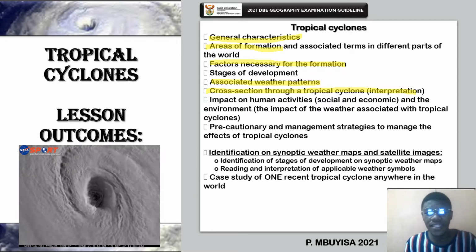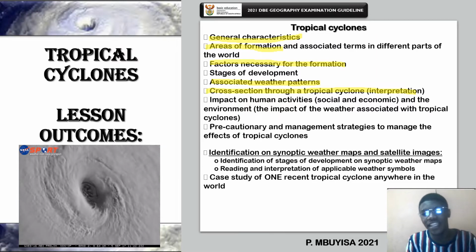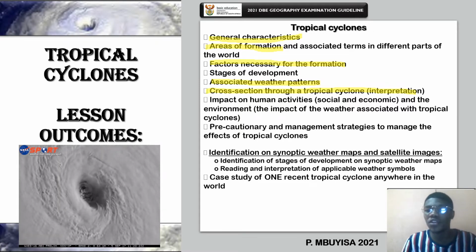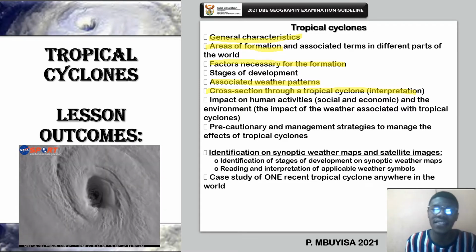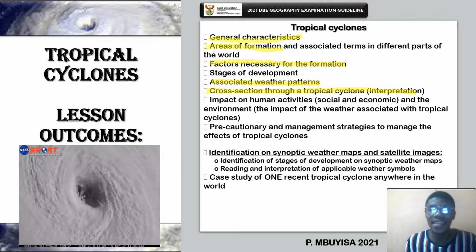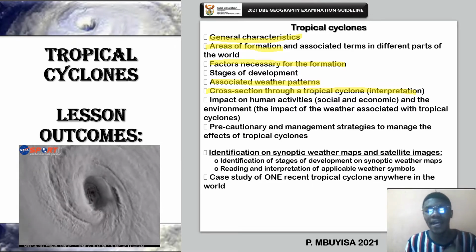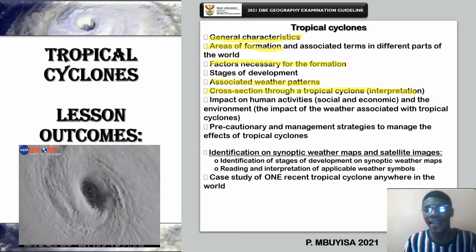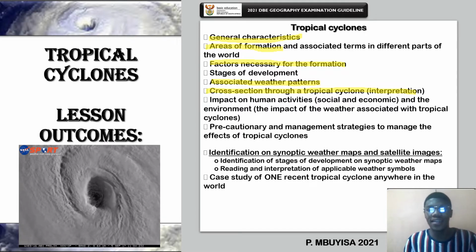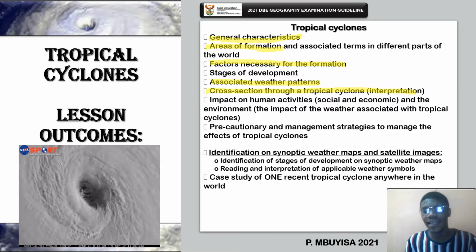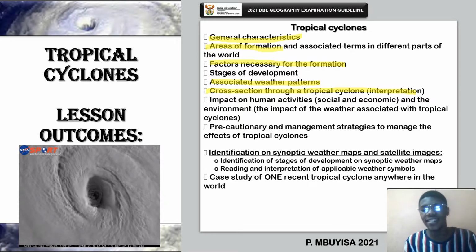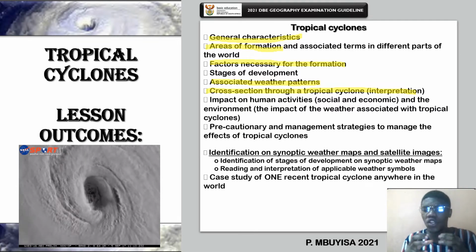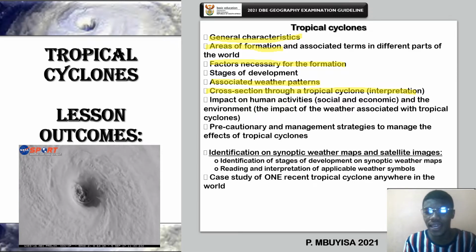Now, the first thing, as per your examination guideline, the latest examination guideline issued by the Department of Basic Education, it says we must first understand our general characteristics. What do we look at when we look at general characteristics? General characteristics simply looks at the defining features unique to the system of study. What unique features do we look at when we are looking at the particular system?